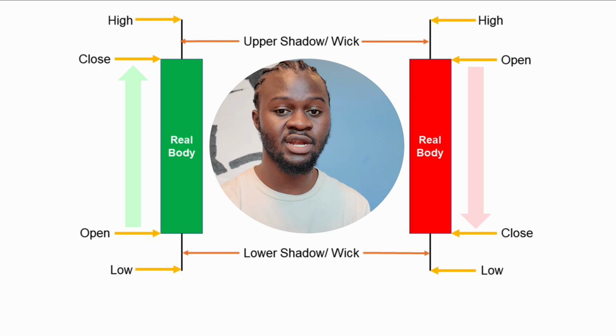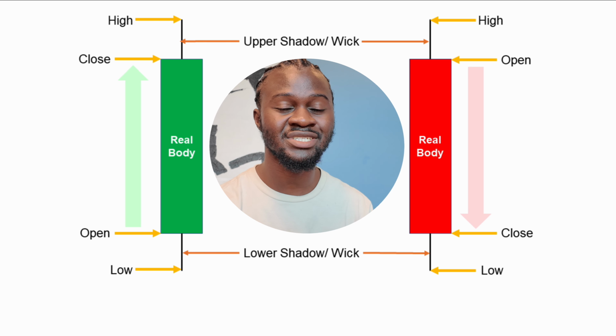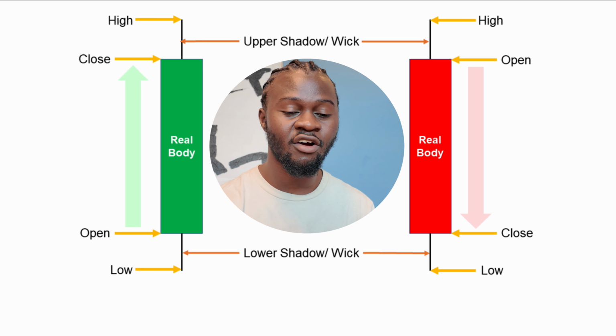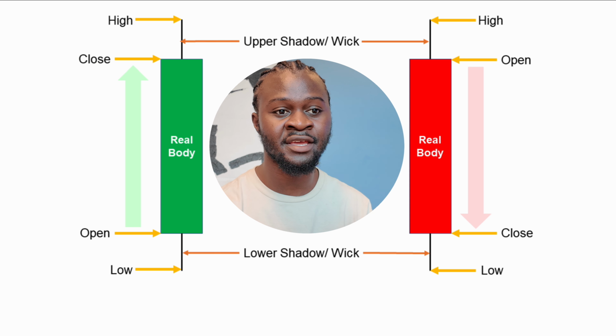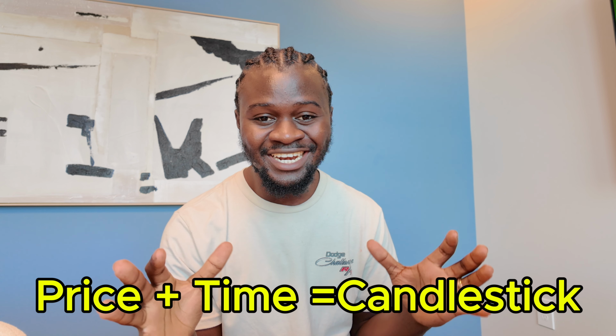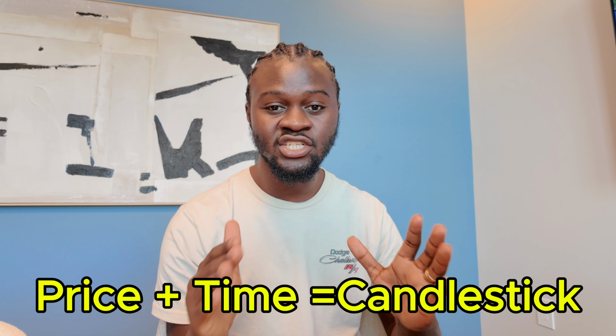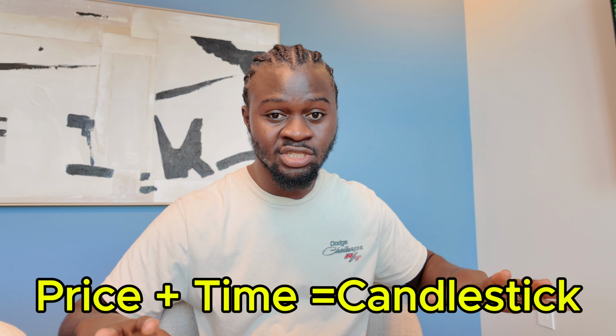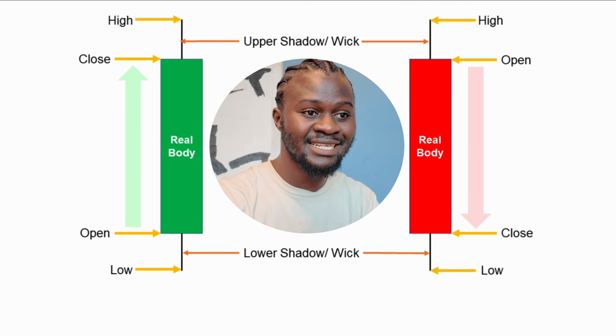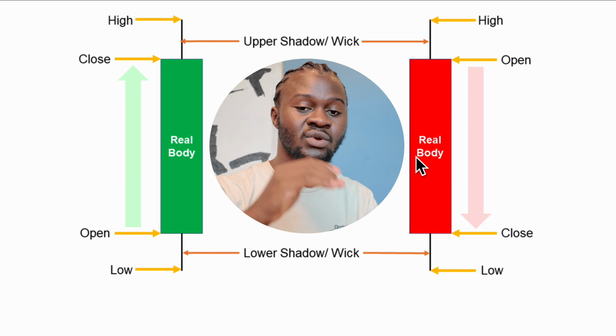First of all, let's define what candlesticks are. Candlesticks are just a visual representation of price action in a specific period of time. All right, so candlestick patterns are just technical indicators that represent price over a specific period of time. This is how a candlestick looks like. It either looks like this or like this. So let's break it down.